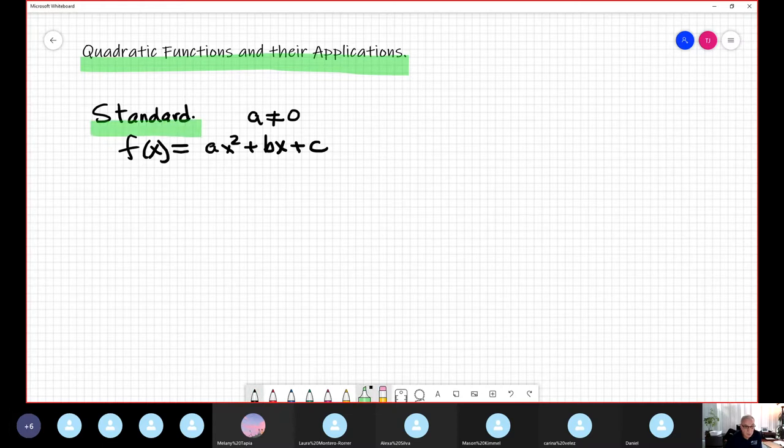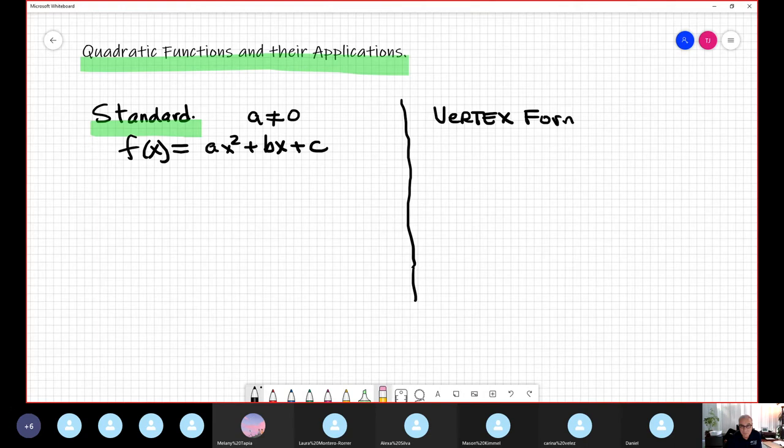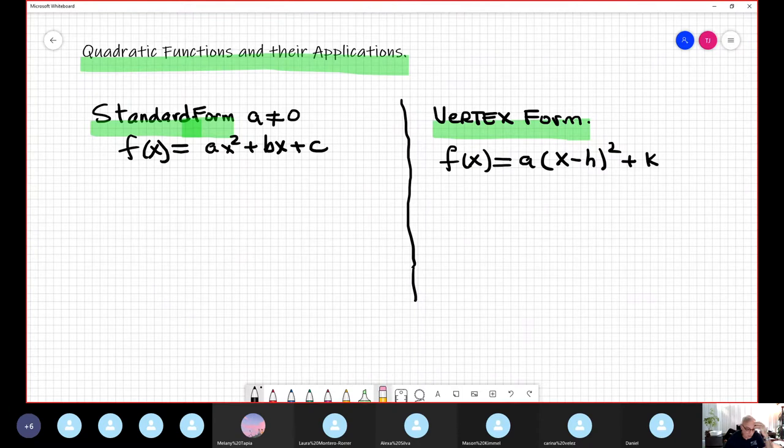However, we have another way to express the same idea, that is called vertex form. This is standard form, and this is vertex form. Two different forms to express the same idea, each with advantages and disadvantages. In vertex form, f of x is equal to a, parenthesis x minus h squared, plus k. This is another way to express the same thing. I want to state the relationship between both, how we convert from one to the other, and the advantages and disadvantages of both forms.